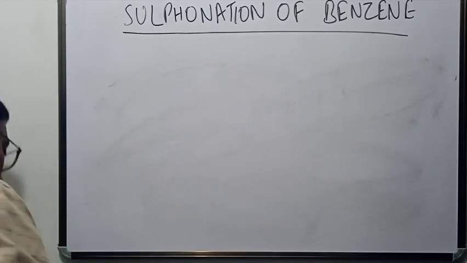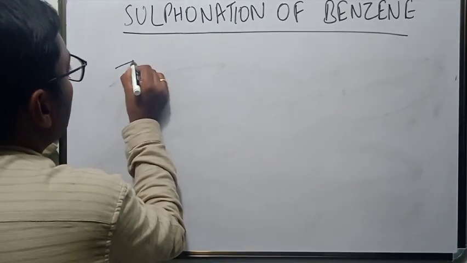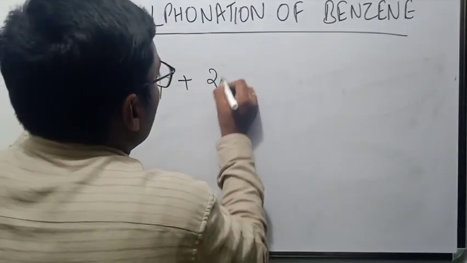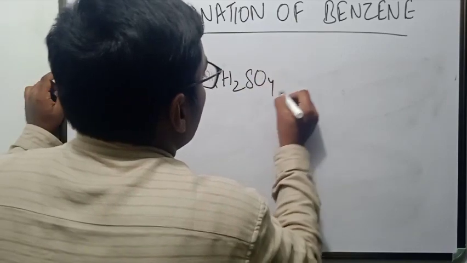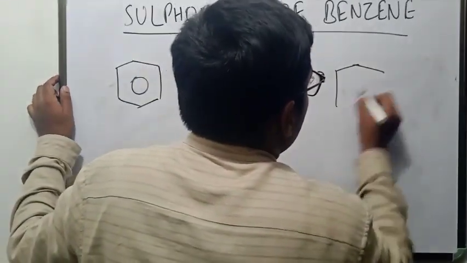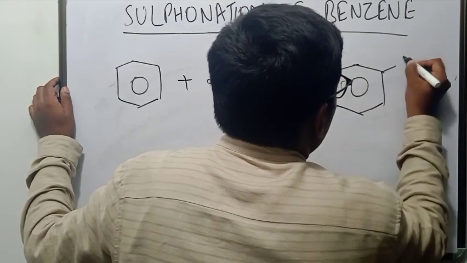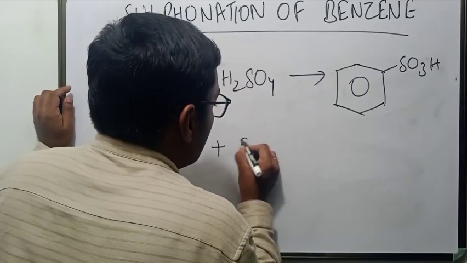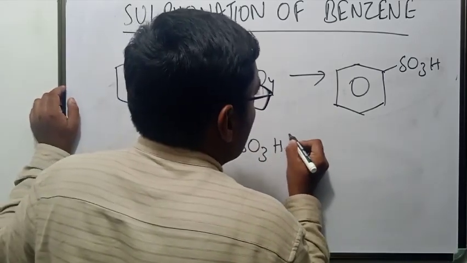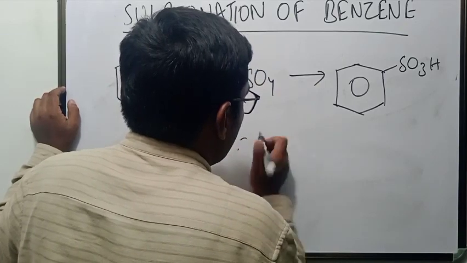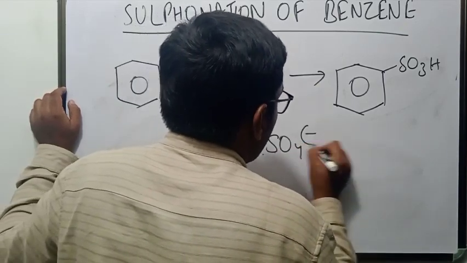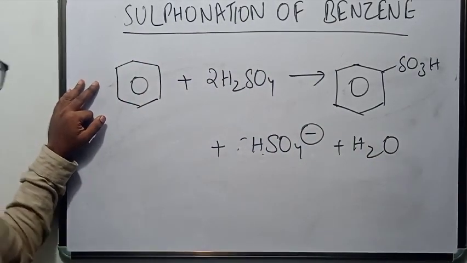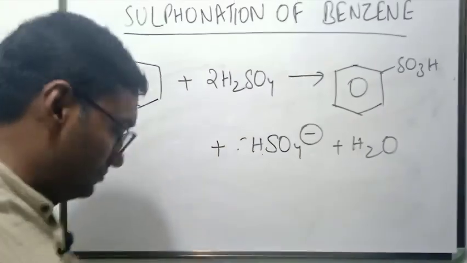Let us see the reaction of sulfonation. For that, we take the molecule of benzene and react it with 2 molecules of H2SO4. So what we get is benzene sulfonic acid plus HSO4 minus plus H2O. So this is the reaction of sulfonation. Now let us see the mechanism.